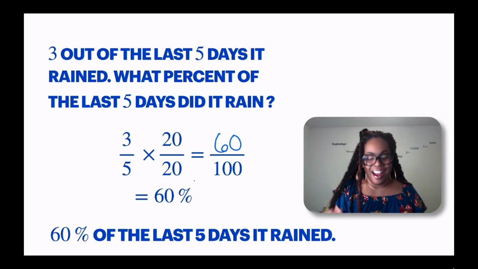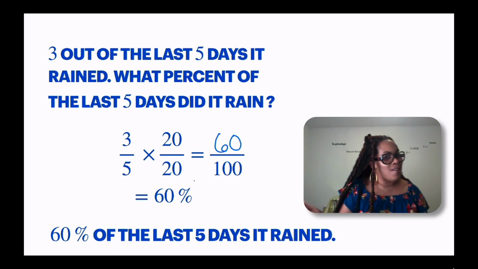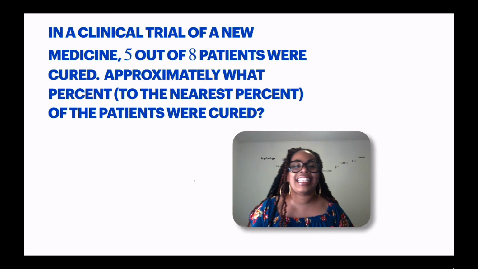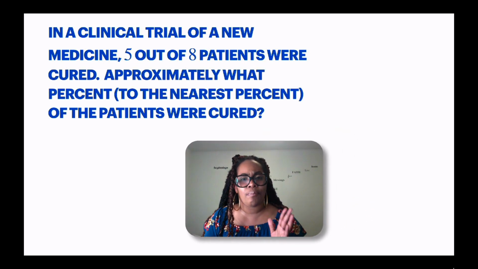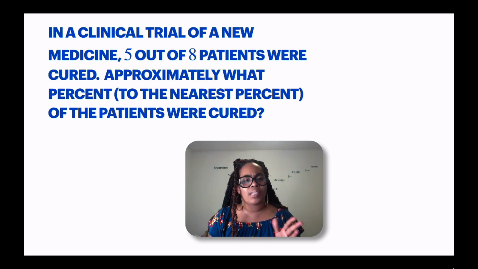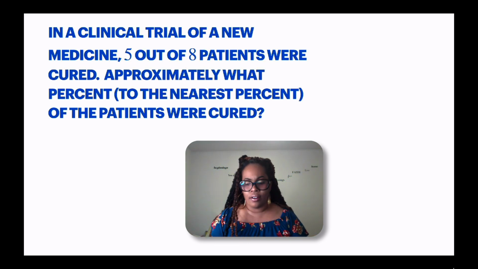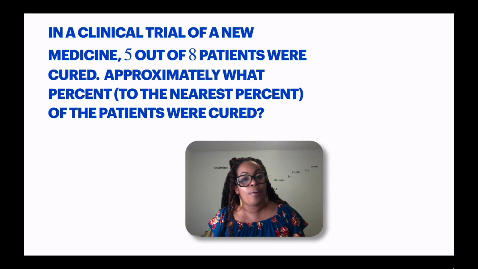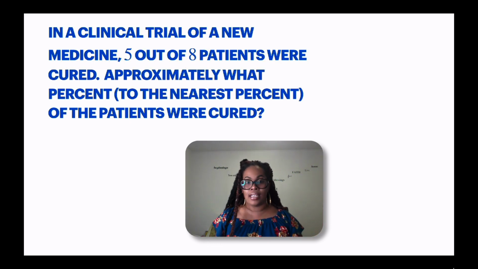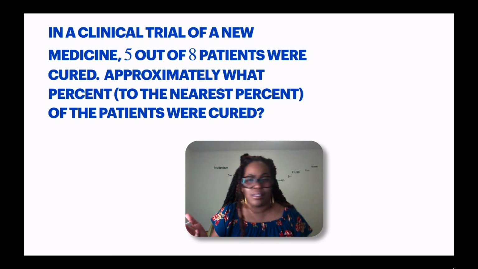Awesome. Now, y'all are doing such an amazing job. We're gonna keep it moving. So here's the next problem. It says, in a clinical trial of a new medicine, 5 out of 8 patients were cured. Approximately what percent, to the nearest percent, of the patients were cured? Okay, well, to me, this is looking a lot like the last problem. They're asking us for a percent. The only difference this time is that they're saying to the nearest percent, okay?